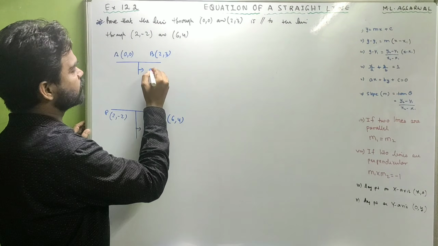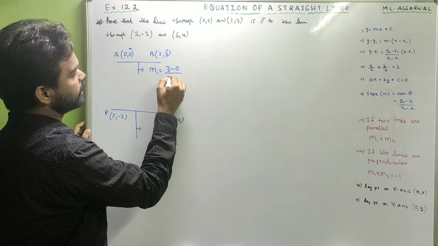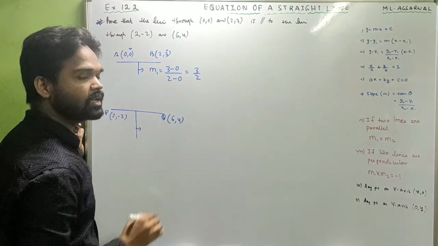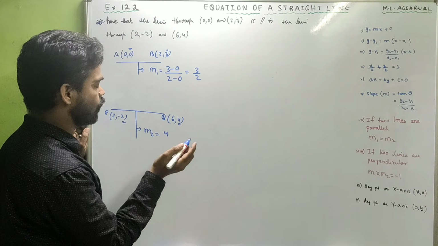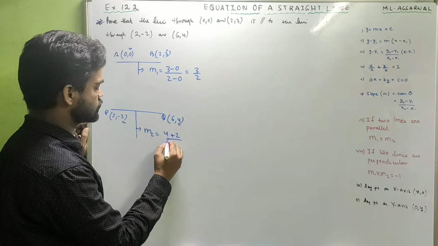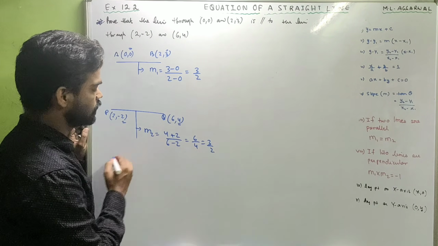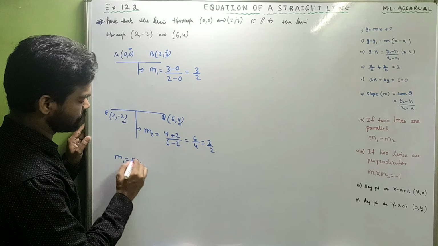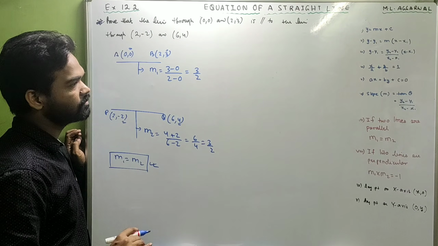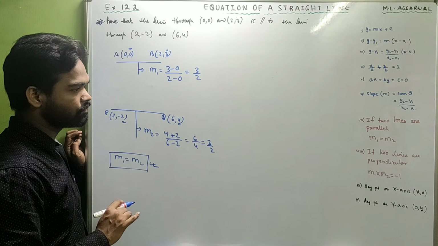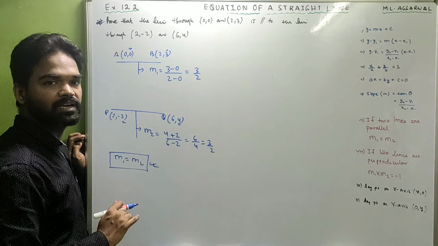When 2 points are given, how do you find the slope? m1 is y2 minus y1 over x2 minus x1, that's 3 by 2. Done. Over here m2, again y2 minus y1, that's 4 minus minus 2, which is plus 2, and x2 minus x1, so that's 6 by 4, that's 3 by 2. Clearly m1 is equal to m2, which means the two lines are parallel to each other. Done. Let's keep it till here in this video. In the next video, we'll solve the rest of the sum. Till then, take care.